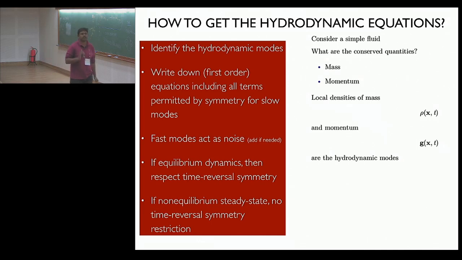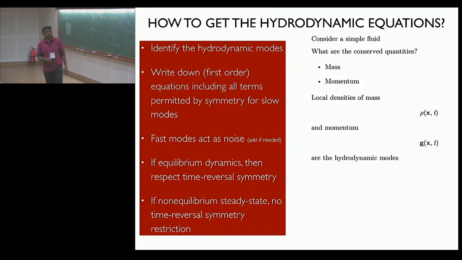So let's take a simple fluid at isothermal conditions. That means I'm not going to worry about the energy of the system. So what are the conserved quantities? I know the total mass is conserved and the total momentum is conserved. And so what one identifies is the local density of mass, which is the mass density, and the local density of momentum, which is a vector field. And one asks, how do I write down equations for this?